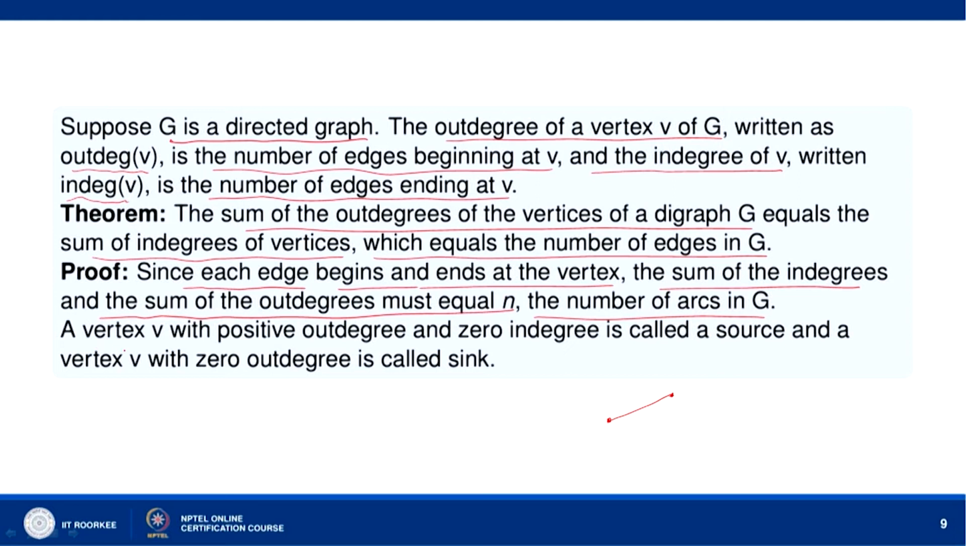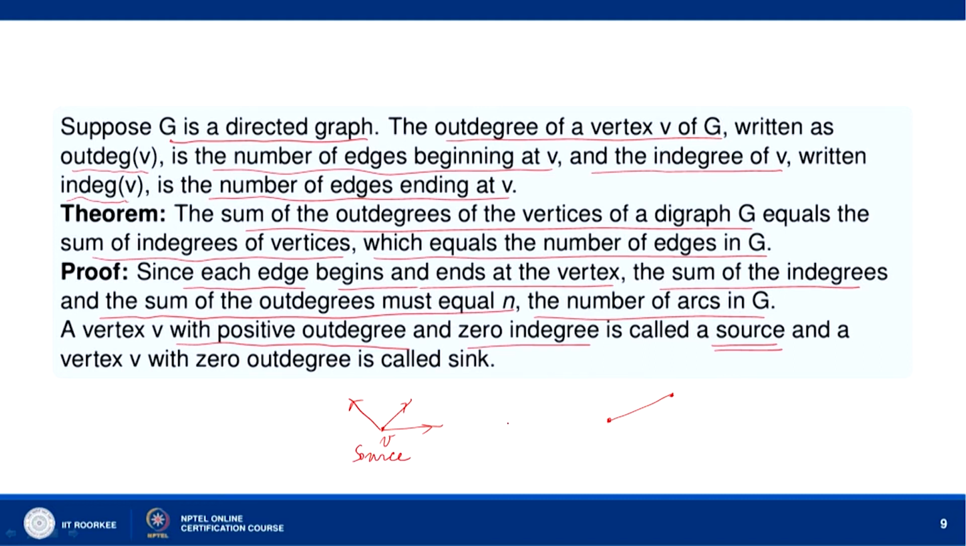Now, if we have a vertex B with positive out degree and 0 in degree, that 0 in degree means there are no edges ending at B, but there are edges beginning at B. Such a vertex is called a source. If edges begin at this vertex and no edge ends at it, it will be called a source.